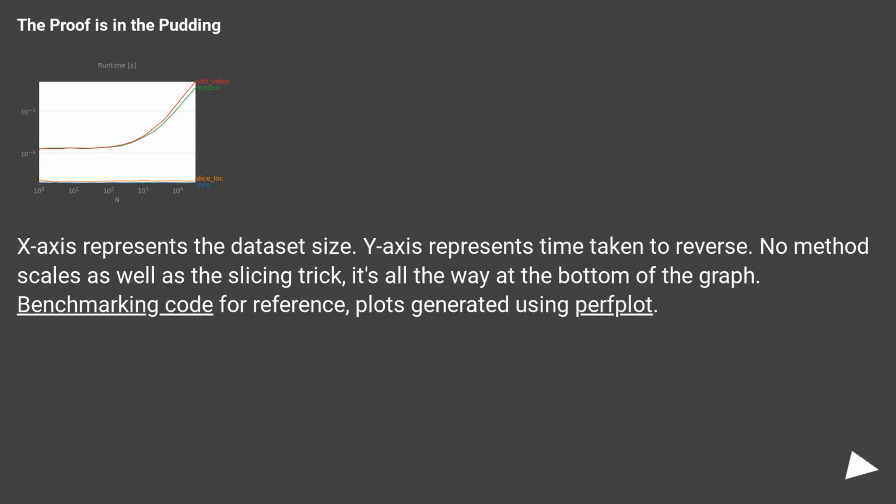The proof is in the pudding. X-axis represents the dataset size. Y-axis represents time taken to reverse. No method scales as well as the slicing trick, it's all the way at the bottom of the graph. Benchmarking code for reference, plots generated using perfplot.